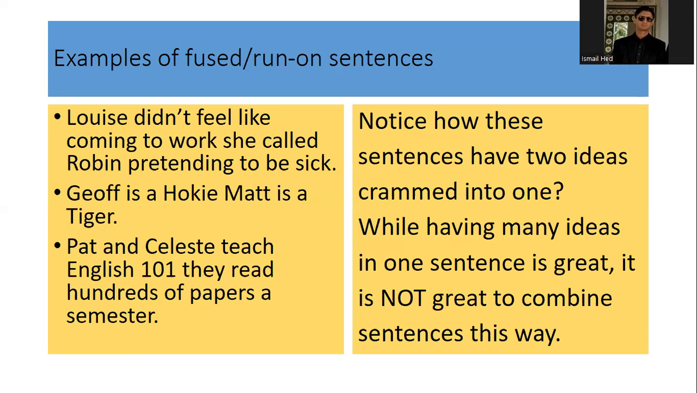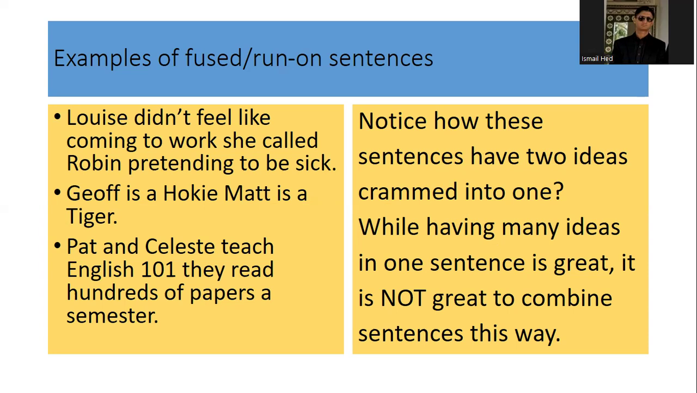Louis didn't feel like coming to work. She called Robin pretending to be sick. So, here you can see the next sentence, Jeff is a hawk, Matt is a tiger, and so you have to separate them. These sentences have two ideas crammed into one. So here you can see "didn't feel like coming to work" and then "she called Robin." Between "work" and "called," something was missing. Likewise, Jeff is a hawk, Matt is a tiger. Here, something, a punctuation mark, is missing.